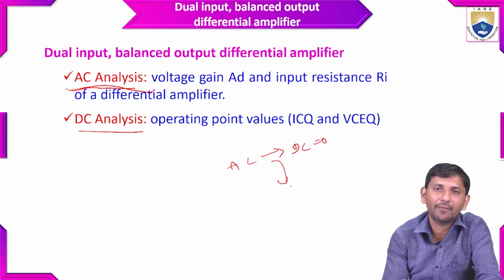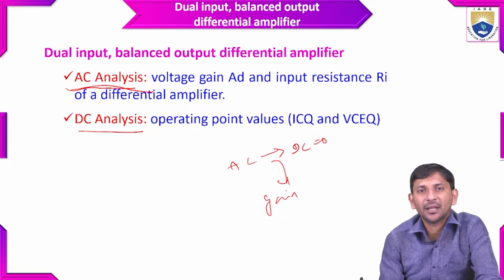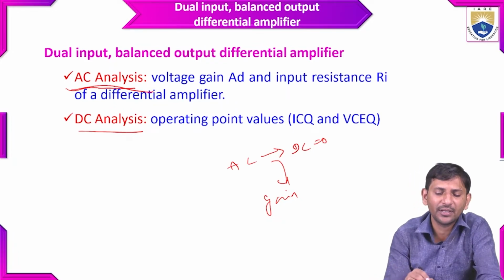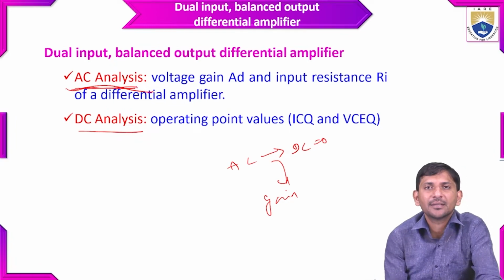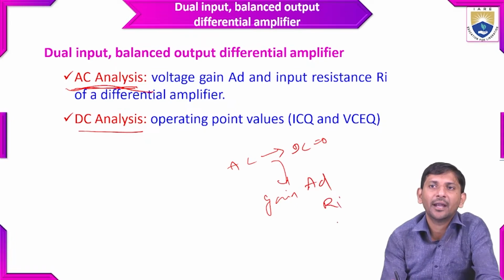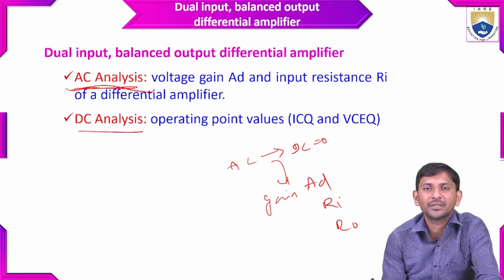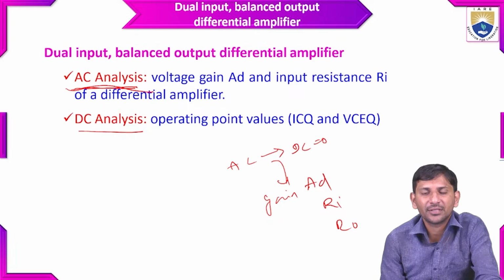Then we have to do the analysis part, the measurement of gain, input impedance, and output impedance of your electrical or electronic circuit. In such a way, if you observe our differential amplifier, while doing AC analysis, we have to calculate the gain of the differential amplifier circuit, and the input resistance and output resistance.